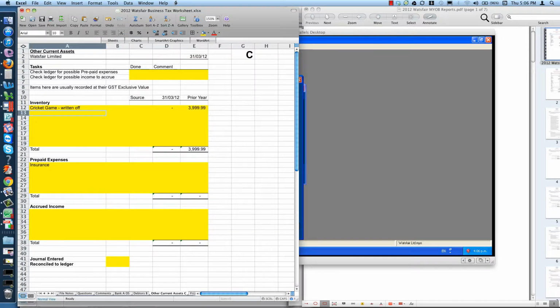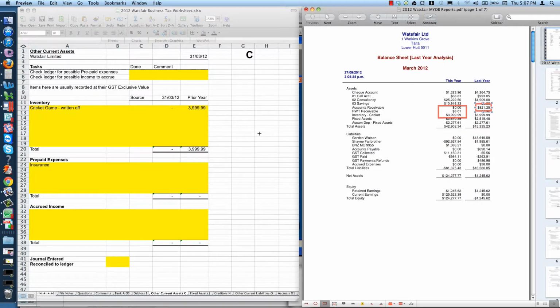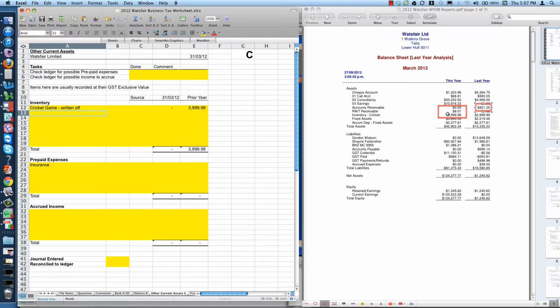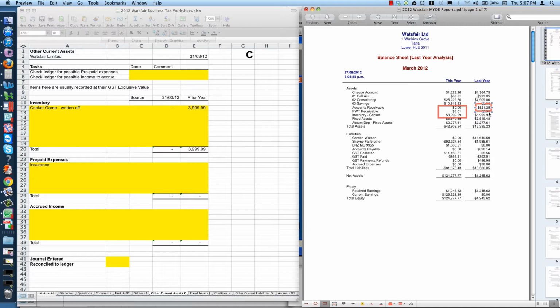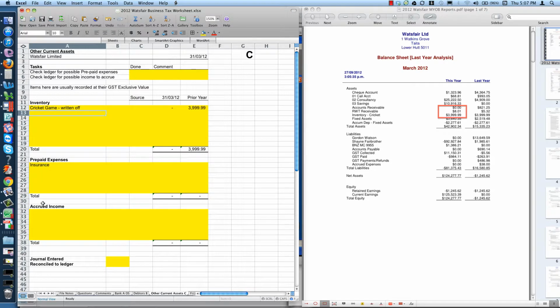Okay, so let's come back over here. What we want to make sure of is that every number on this page has a number in our current year balance. Okay, we've now journaled this number out. What we note here is we also have an RWT receivable number. So we are going to either add, if necessary, or delete one of these sections. We could just change it to other current assets. And here we're going to say $8.01 this year. Whoops. And last year it was $5.32.